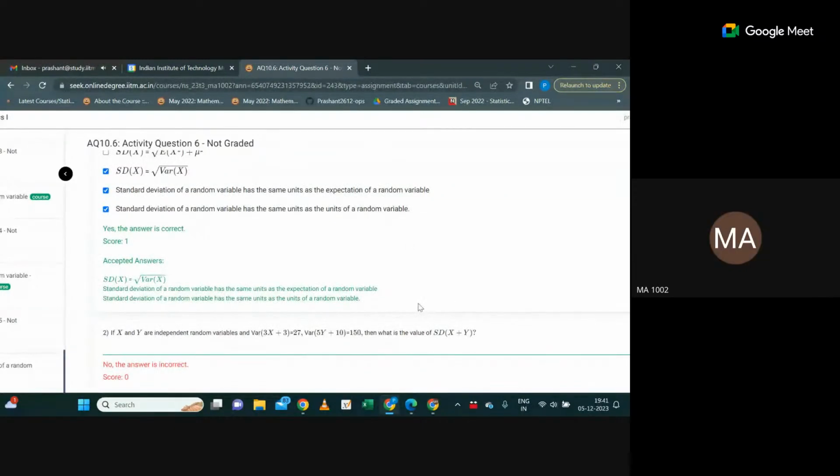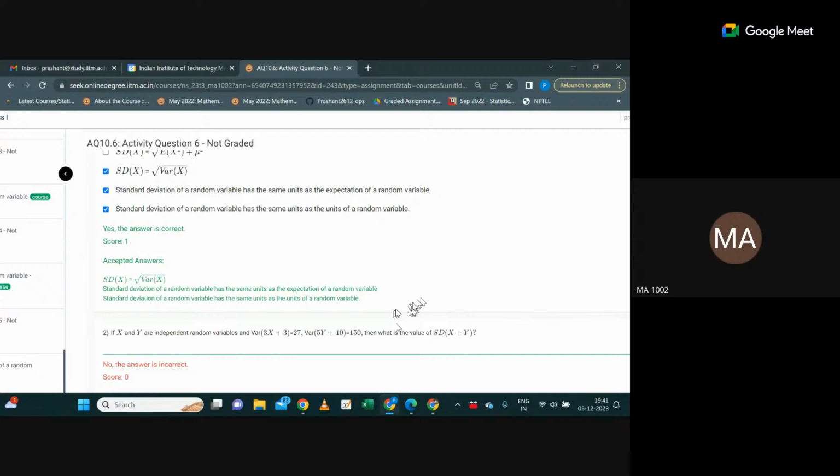What about question number 2? X and Y are independent. Two pieces of information we have: the variance of 3X plus 3 equals 27, and the variance of 5Y plus 10 equals 150. What is the value of the standard deviation of X plus Y? Would you like to try? Just try it, you can take 2 to 3 minutes. You will try, you will get some idea.